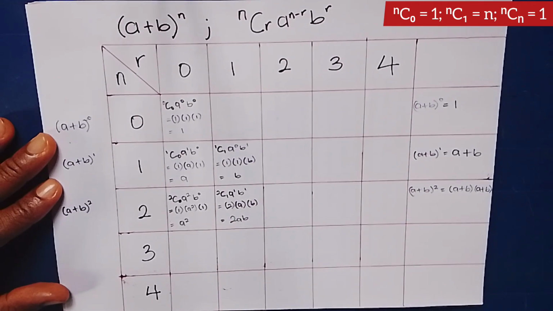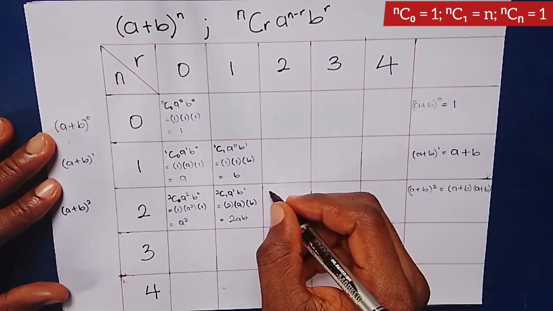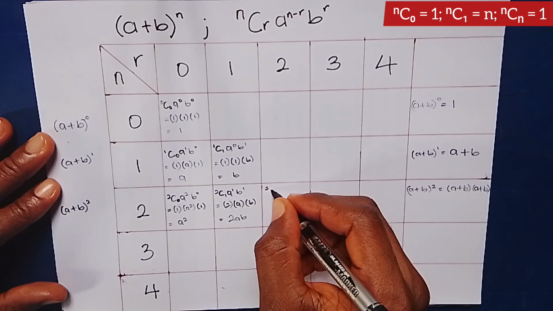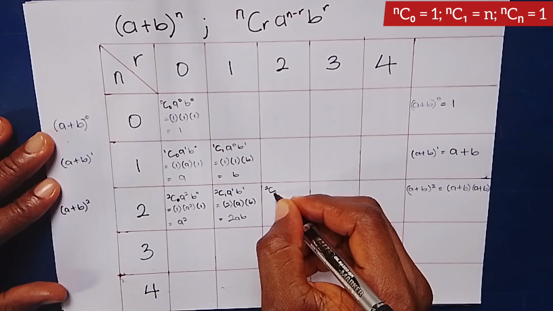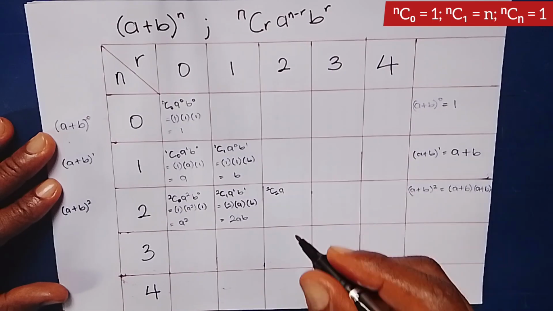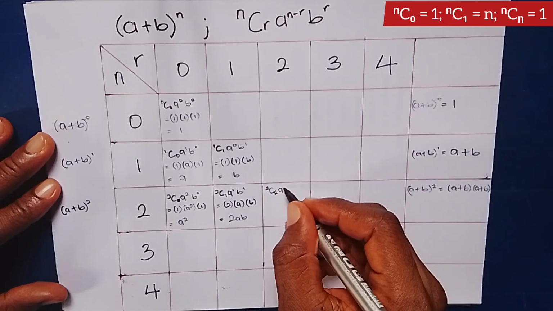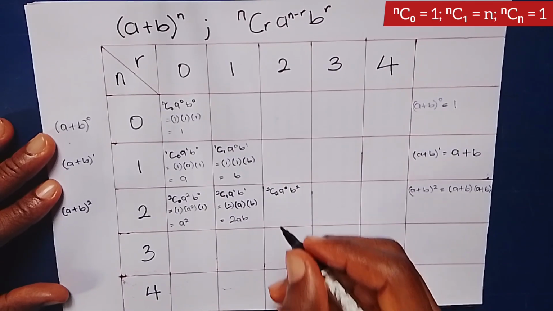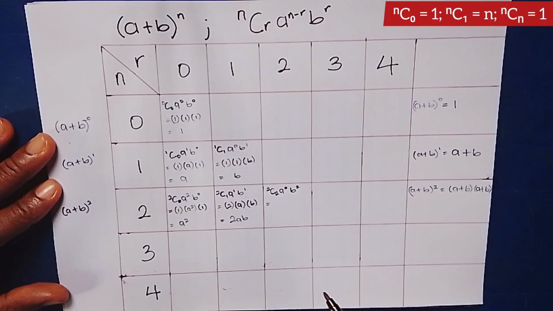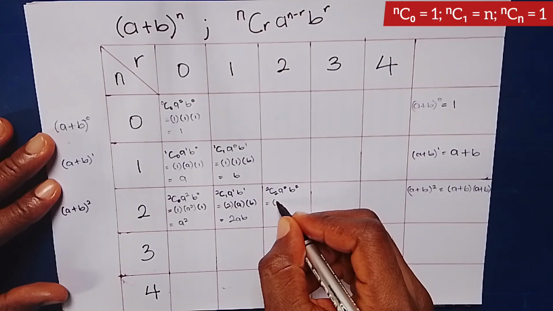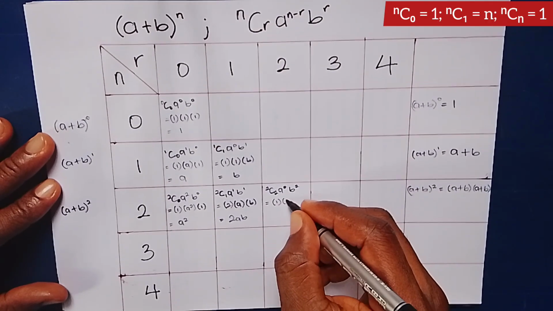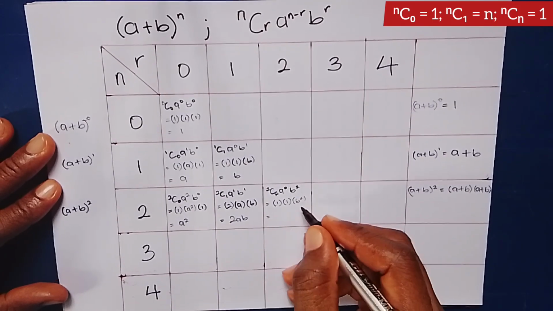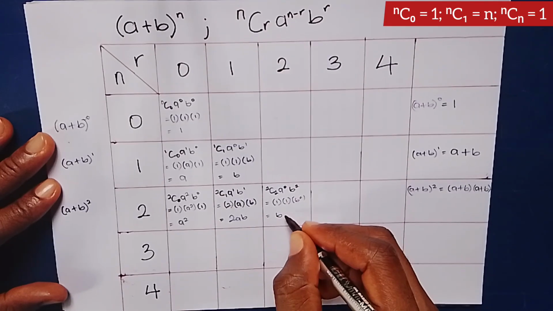And then we continue because our r is still not yet equal to n, but this will make it equal now. 2 combination 2, a raised to power 2 minus 2 is 0, b raised to power r, which is now 2. So we have, remember, n combination n is equal to 1, so 2 combination 2 is 1. A raised to power 0 is 1, b raised to power 2 is b squared. So we have 1 times 1 times b squared, we have b squared.